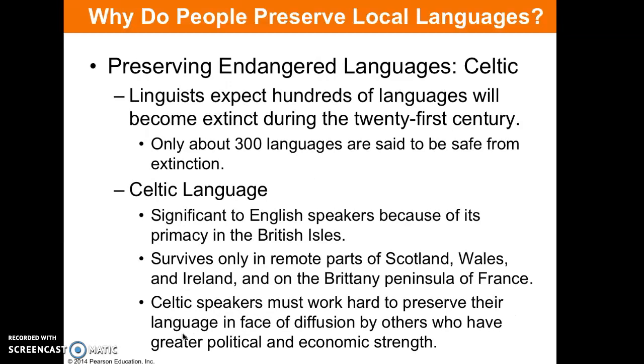How do we save an endangered language, and why do we care? Hundreds of languages will be extinct during the 21st century. There's only about 300 languages that are considered to be safe from extinction, and these are languages that are spoken by millions of people. Because of globalization, it puts things like language at risk. So these languages that have existed for thousands of years are at greater risk today because of globalization. So again, there's good things to be said about globalization, and there's drawbacks.